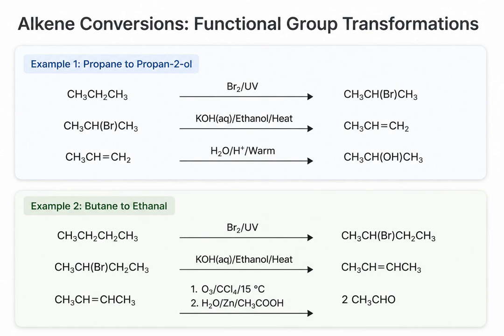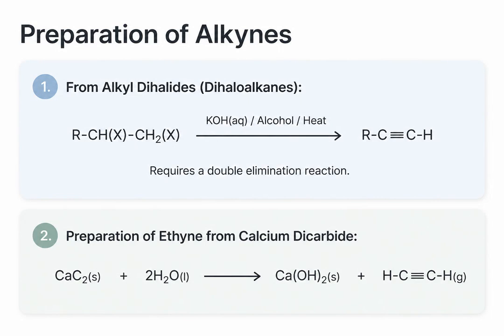Let's trace some multi-step synthesis. To convert propane to propan-2-ol, first brominate propane under UV light, then perform an elimination using alcoholic potassium hydroxide to create propene. Finally, hydrate the propene using acidified water to yield propan-2-ol. For converting butane to ethanol, we again brominate and eliminate to form but-2-ene. Because ethanol has exactly half the carbons of butane, we use ozonolysis to cleave the but-2-ene directly into two molecules of ethanol.